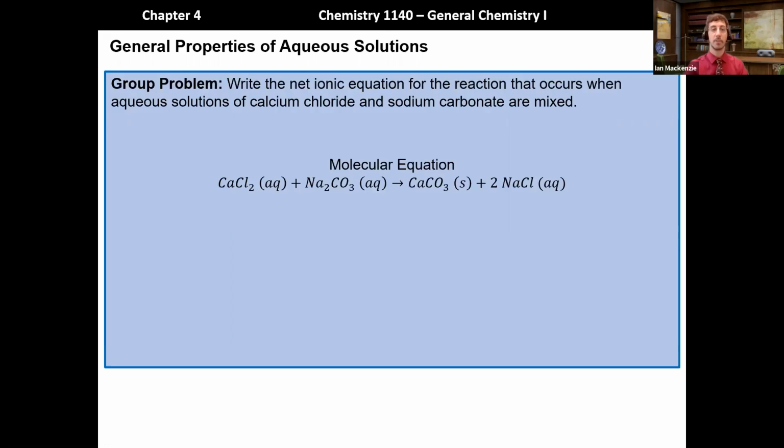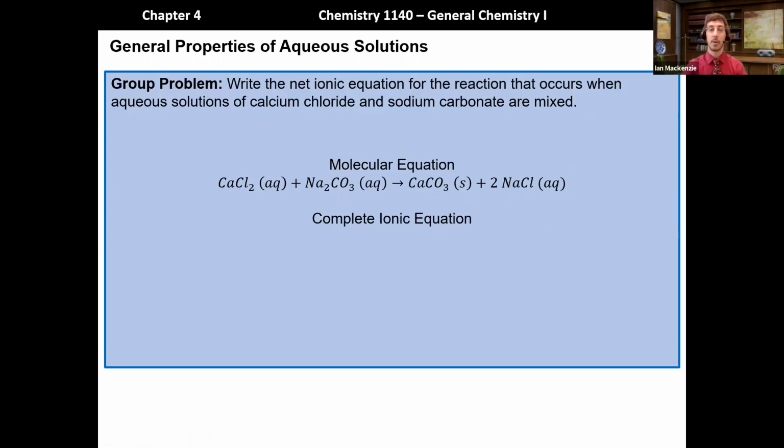The molecular equation: calcium chloride, it's aqueous. Chloride, that's a halogen. Calcium's not an exception, so this is aqueous. Carbonates are normally insoluble, but sodium is an alkali metal cation, so this is soluble. And then I would write out my precipitation reaction as normal. Calcium carbonate is an insoluble combination, so that forms and leaves me with sodium chloride.